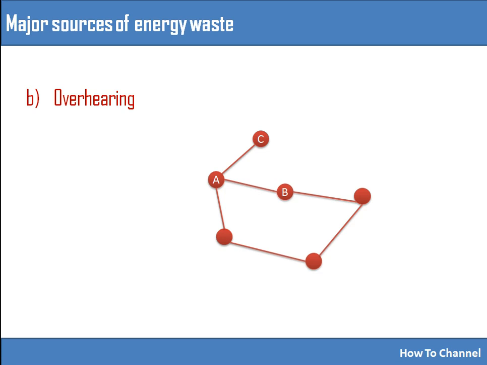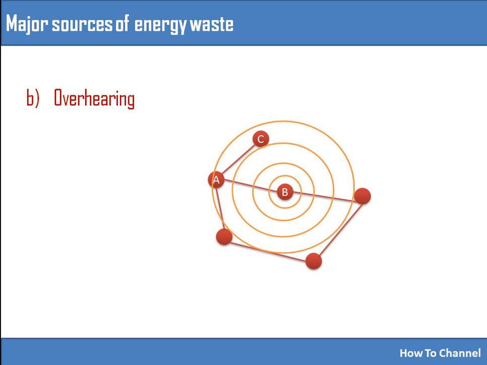The second major source of energy waste is that sensor nodes use a wireless network, and whenever a node transmits something, all neighbors of that particular node will hear that incoming packet. It doesn't matter whether that packet is coming for them or not. This problem is known as overhearing. Here we are showing that node B has this range, and in the range of B there are two nodes A and C. If node B is sending something to node A, that packet is also heard by node C. That packet is actually destined for node A, but C will also hear it. So this is overhearing, another major source of energy waste.